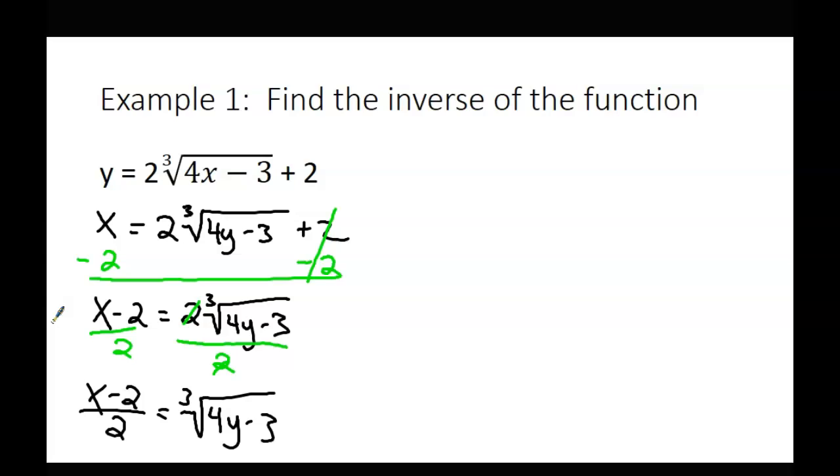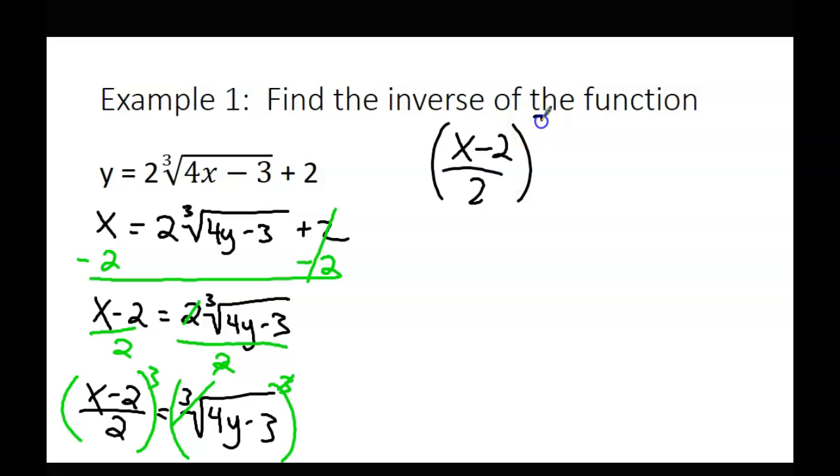All right. So what we want to do is we want to get rid of this cube root. The way we're going to do that is we're going to cube both sides. The cube cancels out the cube root. And so now I'm left with the following. I have (x minus 2) over 2, and that's cubed, is equal to 4y minus 3.